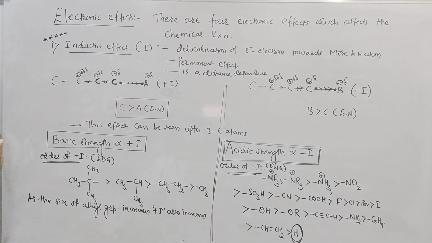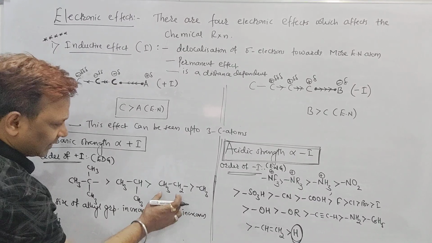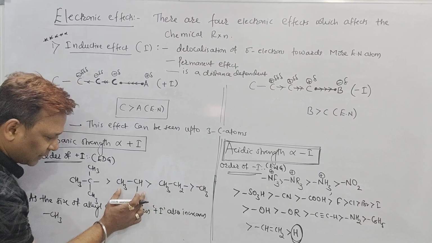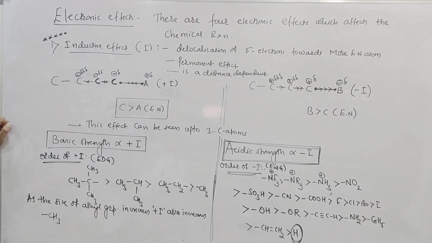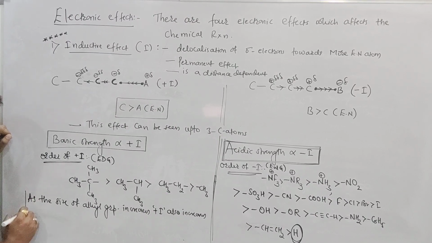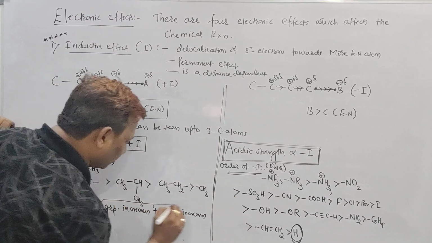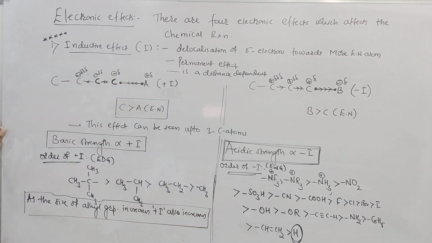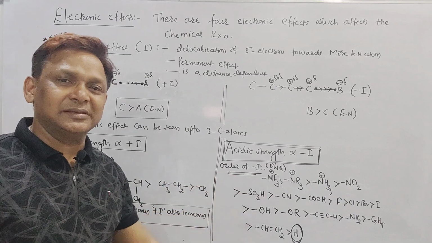Means as the size of the alkyl group increases, plus I increases. I want to show you: the methyl group is here, then the ethyl group, then the isopropyl group, then the tertiary butyl group. So the same thing we can say, as the size of the alkyl group increases, the plus I effect also increases. This is the order of plus I and this is the order of minus I.